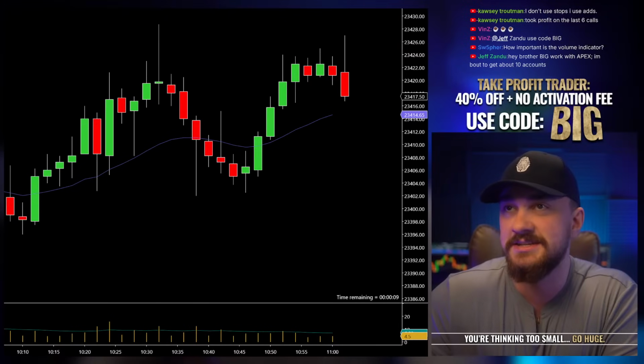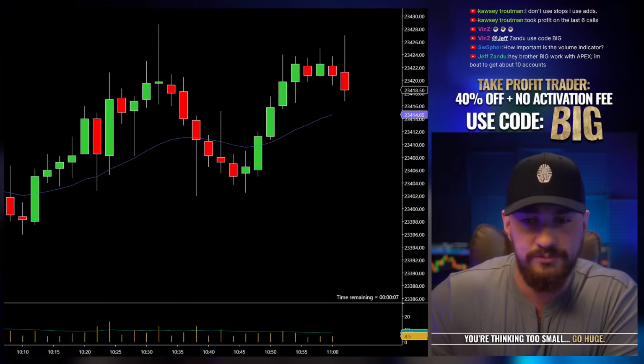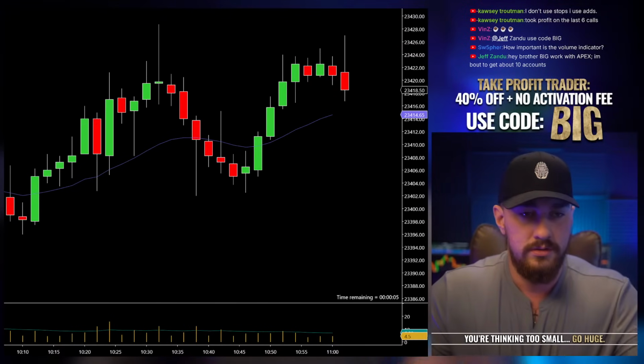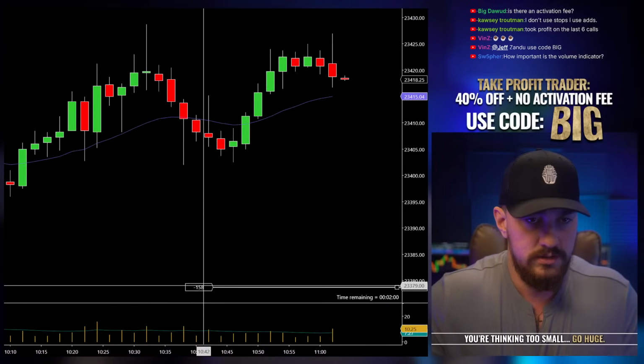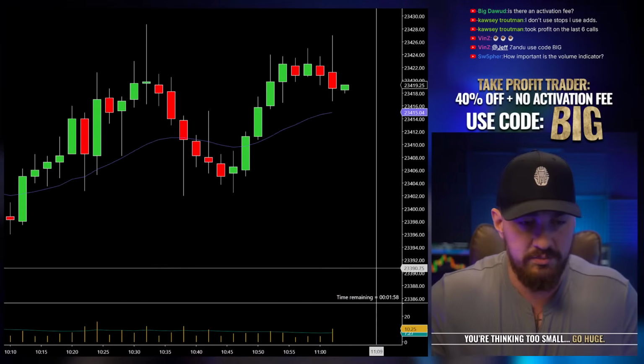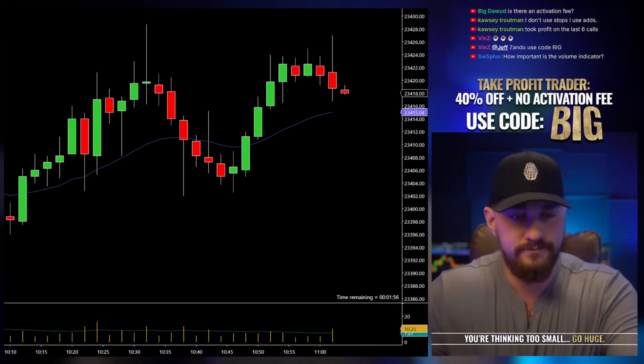All right, 10 seconds out here. We're getting a reasonable little downside push. Kind of a wick back. Gotta hold off next bar.